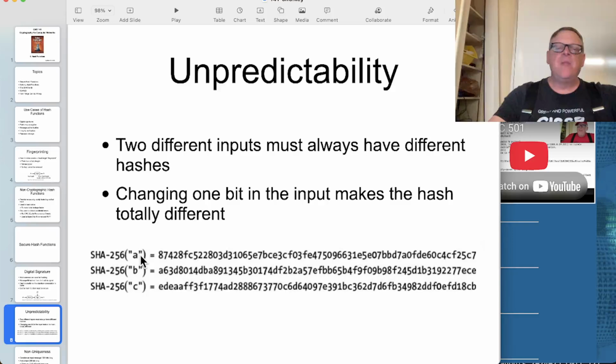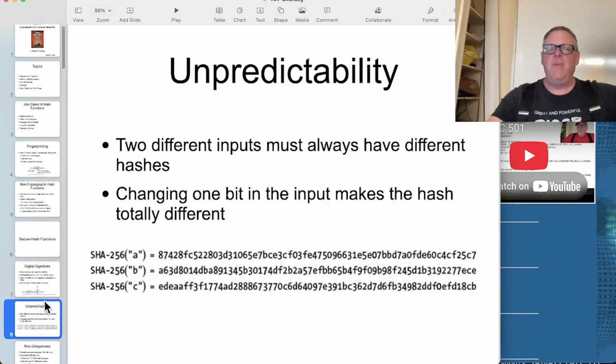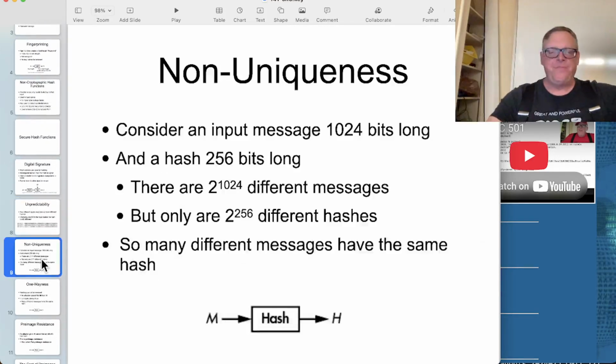This is what you want. There's no pattern. It's not like small values of input have small values of output or anything like that. Any change in the input creates random, widespread changes in the output. That's what you want. So you can look at a list of these and get no information about what was hashed to create them.